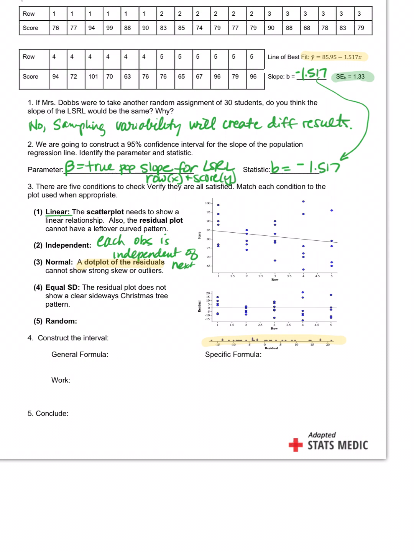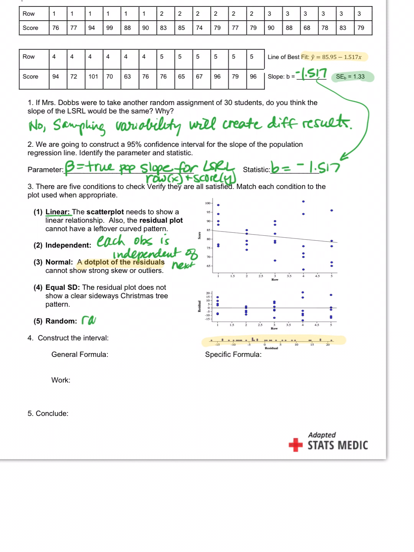All right. Equal SD. This is talking about standard deviation of the residuals. So the easiest way to check on this is to look at your residual plot and look for any kind of Christmas tree shape, like the triangle, the sideways triangle. If you see that, then it fails this condition. Do you see that here? No Christmas trees, we're good. Okay, equal standard deviation of the residuals. Kind of we're looking at that scatter. And then lastly, it's that whole random assignment. Are the treatments randomly assigned? Yes.